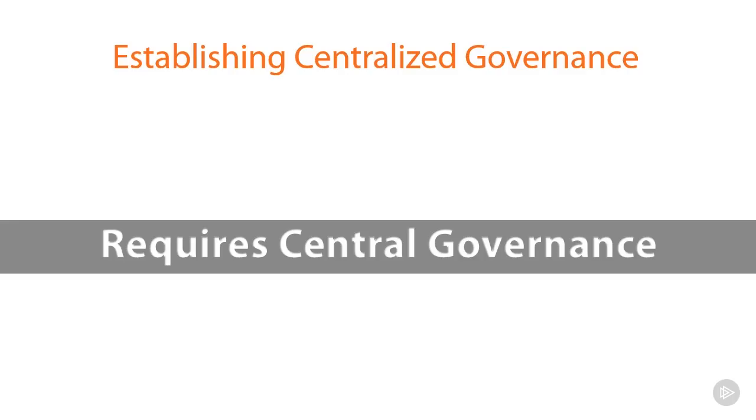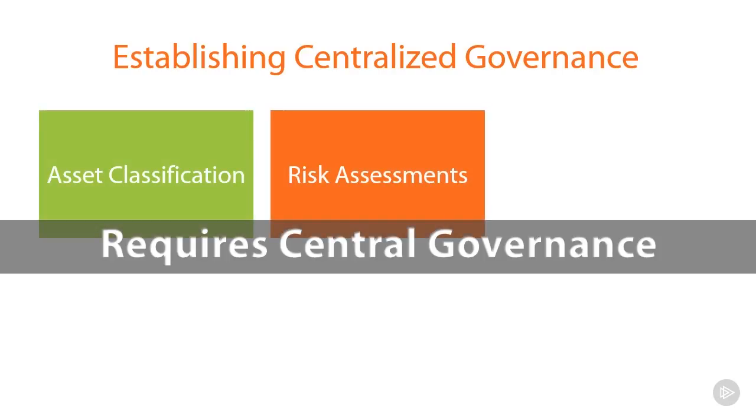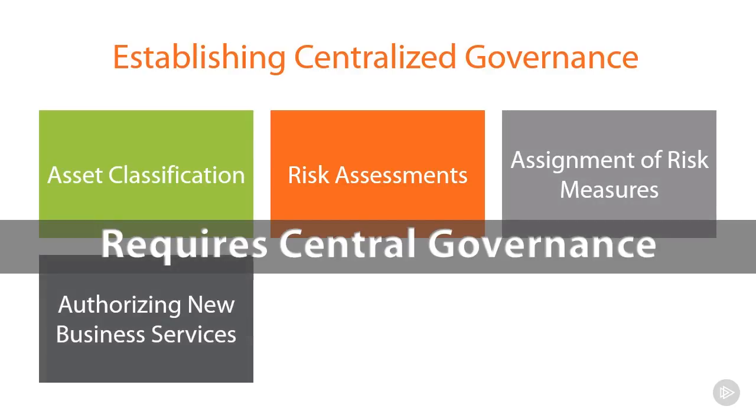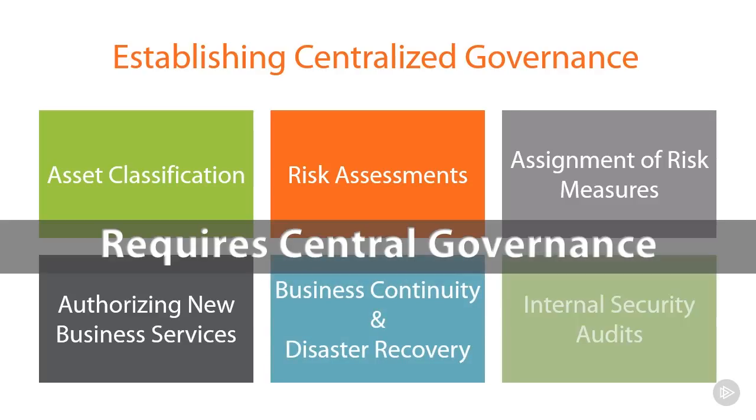To begin with, a centralized governance model will ensure consistency of behavior and outcomes across the entire enterprise. Some areas of information security that should be centrally governed include things like asset classifications, risk assessments, the assignment of risk measures, authorizing new business services, business continuity and disaster recovery, and internal security audits. These are just some of the examples of areas that should be centrally governed.